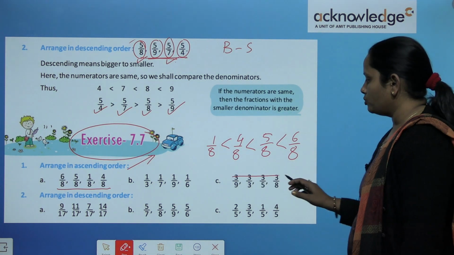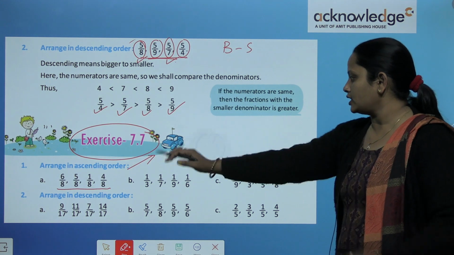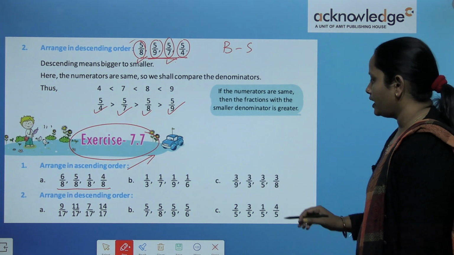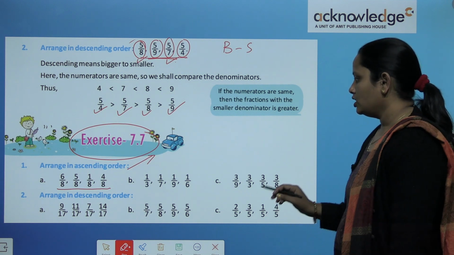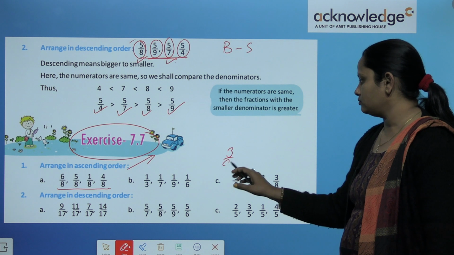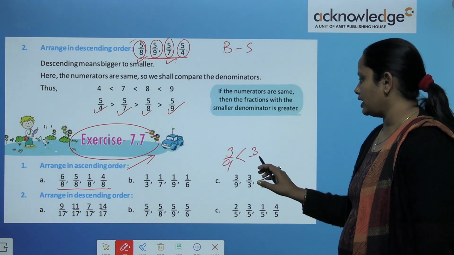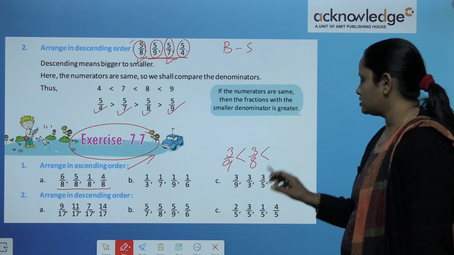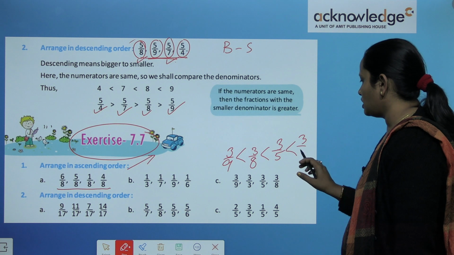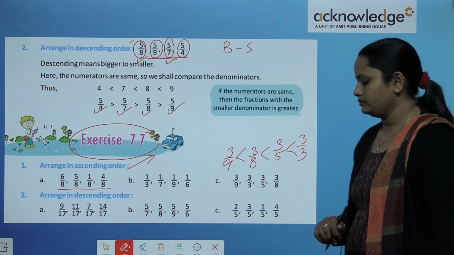अब यहाँ पे सबके न्यूमरेटर सेम है बट डिनोमिनेटर चेंज है, तो इसे कैसे करेंगे, जिसका भी डिनोमिनेटर सबसे बड़ा है वो सबसे छोटा नंबर है. सो हमें जो है सबसे छोटा नंबर है 3/9, नेक्स्ट 3/8, नेक्स्ट 3/5 and next is 3/3. I hope this is clear, children.